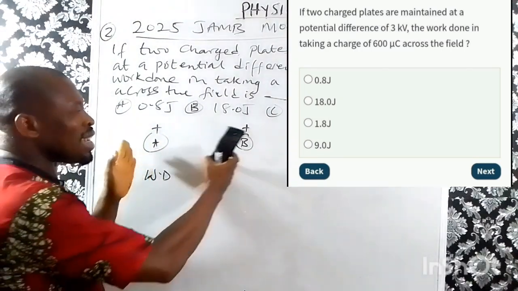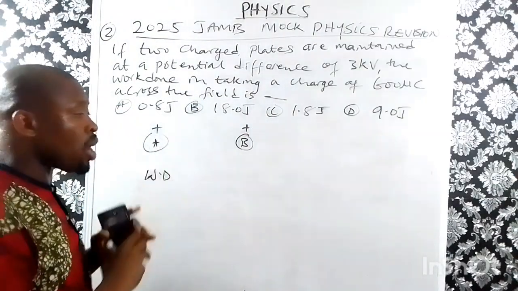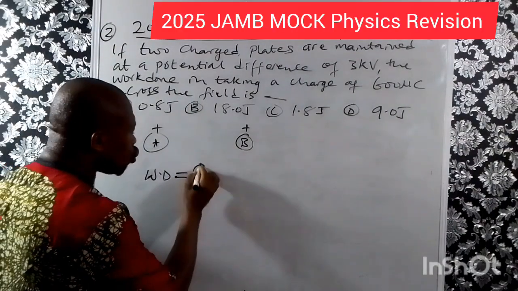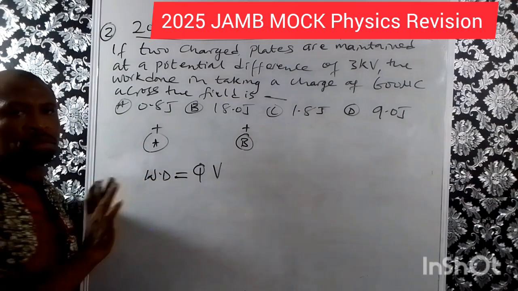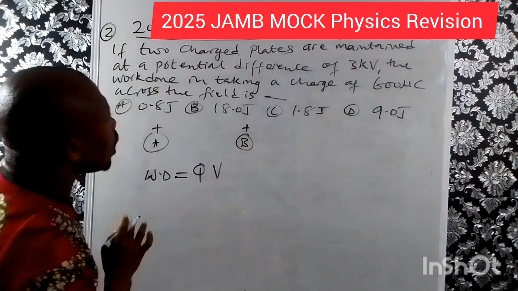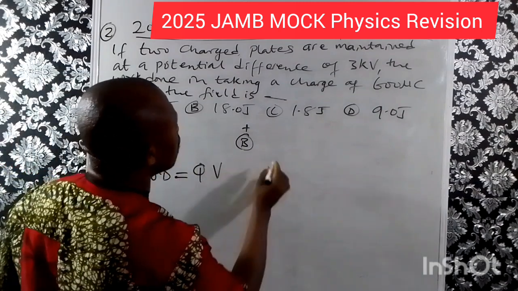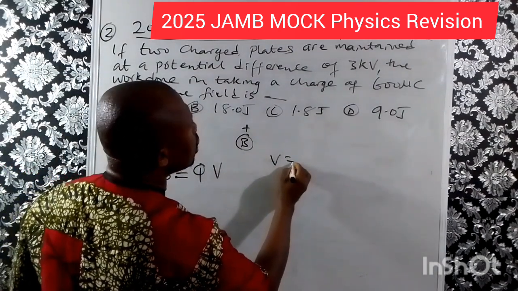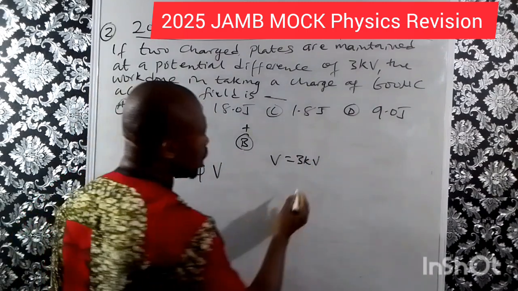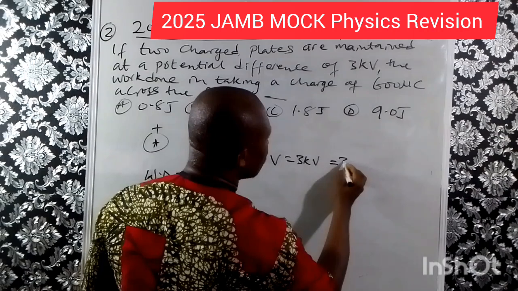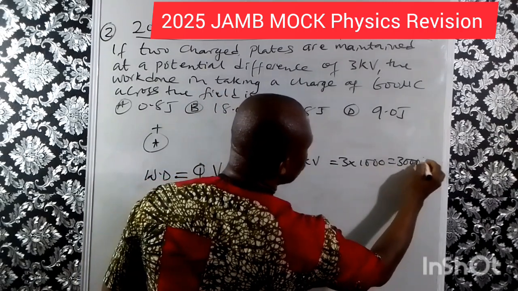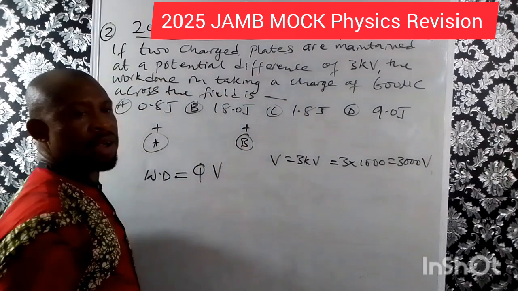So in this case, they are charged. Since they are already charged, all you now do is work done is equal to QV. Simple. Work done is equal to QV. Now, in this case, the V here is 3 kilovolts. Of course, you know what kilo means. Kilo means 1,000. That means 3 times 1,000, which will give us 3,000 volts as our V.